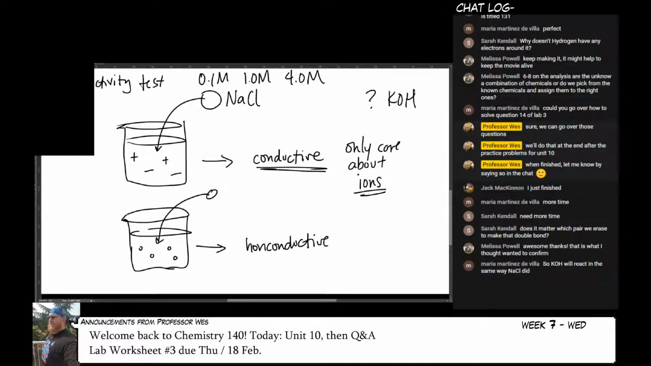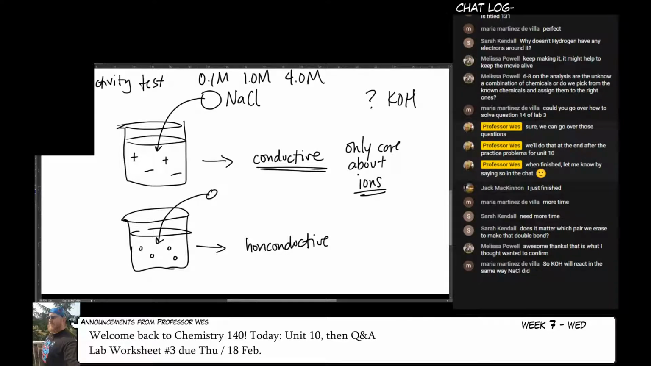Will KOH react in the same way NaCl did? There is no reaction going on here. So I don't know how to answer that question. So we're not doing chemistry here. We're just looking at the number of ions. How many ions are present in NaCl? How many ions are present in KOH?